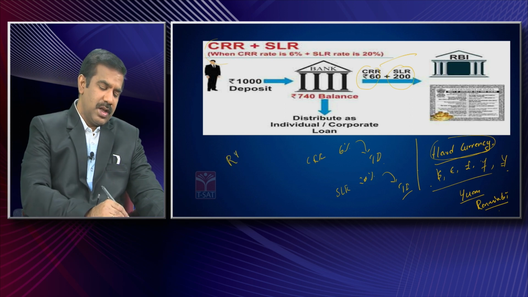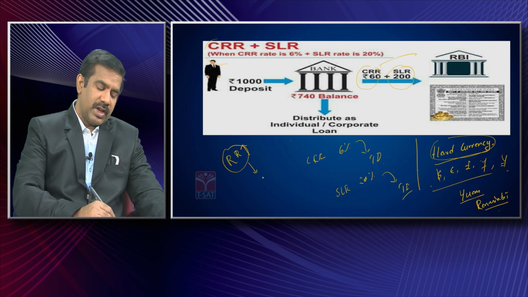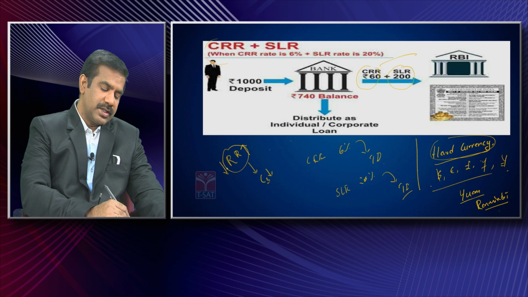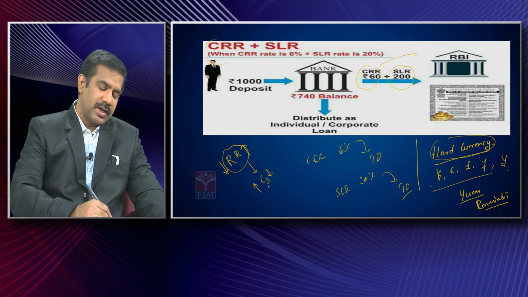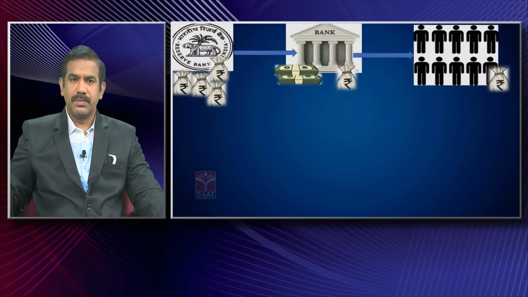So that's what the reserve ratio means, and you need to remember that whenever the reserve ratio, whether CRR or SLR, increases, the banks would have less money to lend. That means the credit supply decreases. Whenever the reserve ratio decreases, the banks would have more money to lend and the credit supply increases. That's one important thing that you need to remember for the exam.